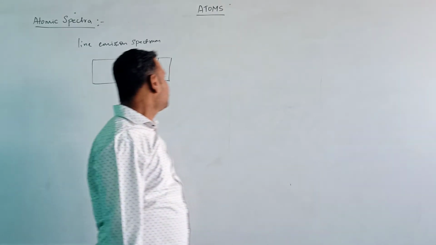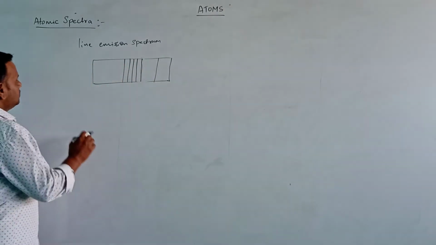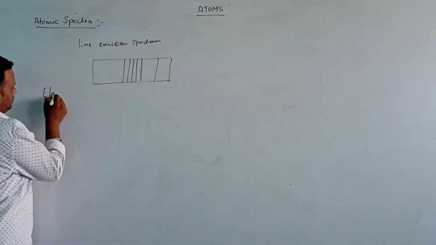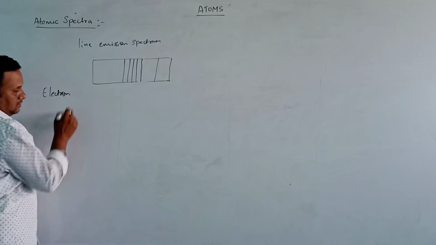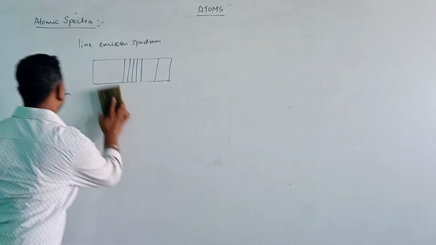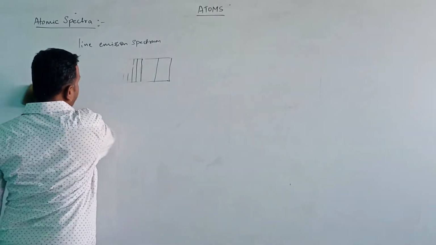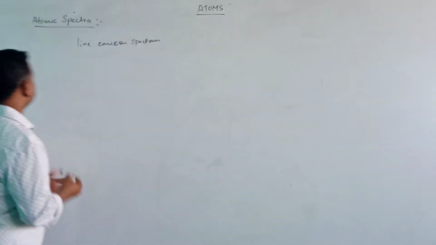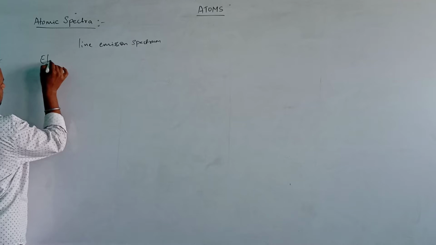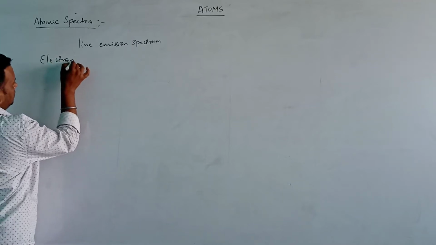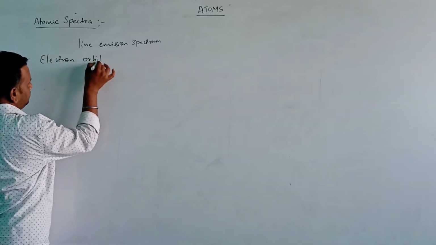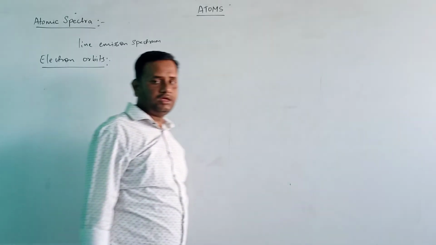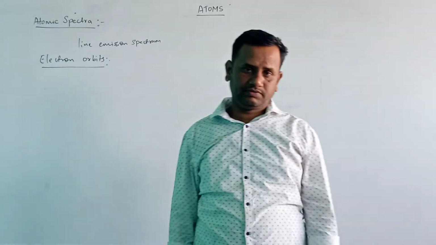Okay, so the next topic is electron orbits. Here we are finding the total energy of the orbit.